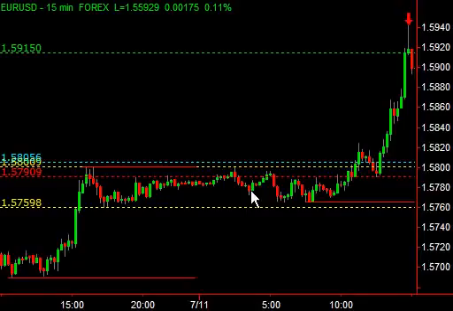The targets in mind are based on an average day's move. And that's the range breakout setup, folks. That is the overnight or the Asian session range breakout setup.